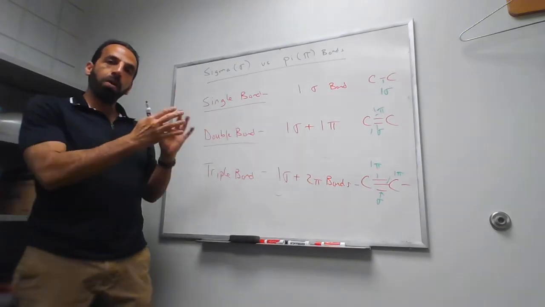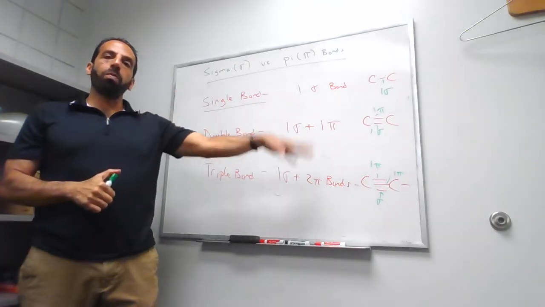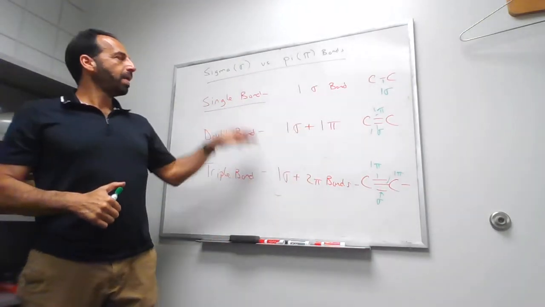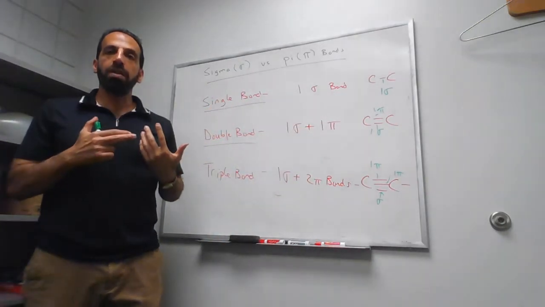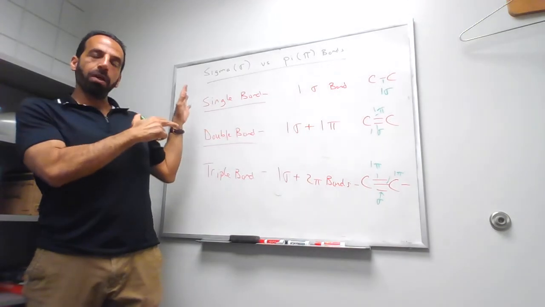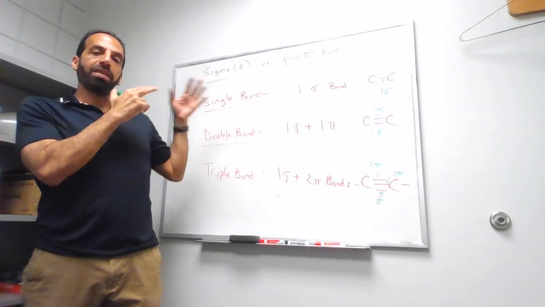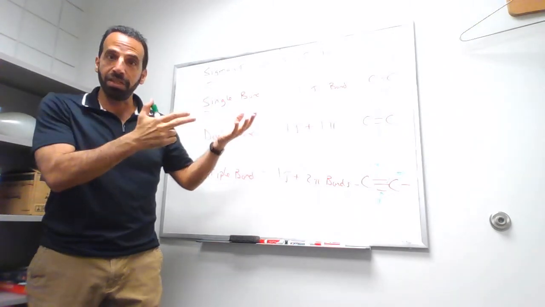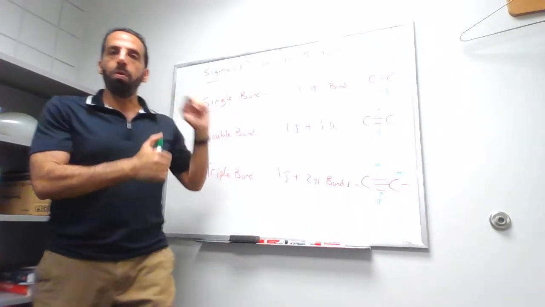So again, know the difference. Triple bond, one sigma and two pi. Double bond, one sigma plus one pi. Single bond is just one sigma bond. Now in a second, I'm going to draw another one, and we're going to look at the bond lengths. And this is really how a scientist determines if it's a single, double, or triple bond.